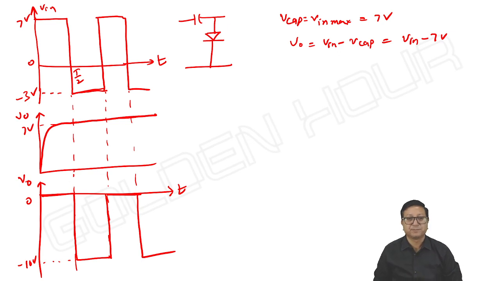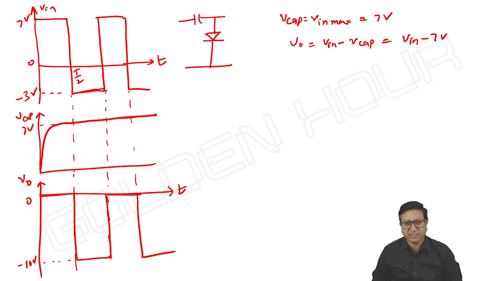V output. Sorry, it's not V output, it is V capacitor. V capacitor is like this and V output is this way. That's it.